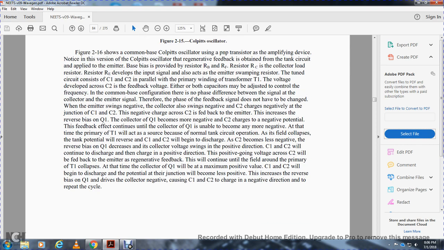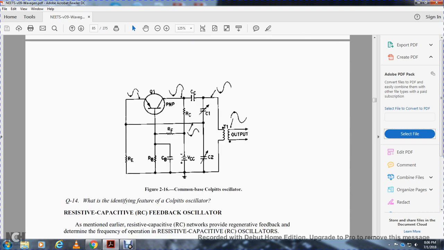This continues until the field around the primary of transformer 1 collapses. At that time, the collector of transistor 1 reaches its maximum positive value, and capacitors 1 and 2 begin to discharge, and the potential for the junction becomes less powerful. The increase in reverse bias of transistor 1 drives the collector negative, causing capacitors 1 and 2 to charge in the negative direction, and the cycle repeats. Alright, 216 is your common base Colpitts oscillator.